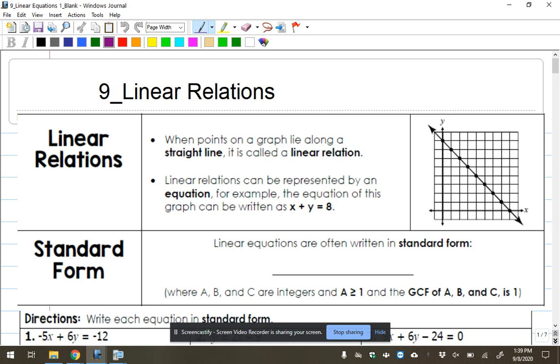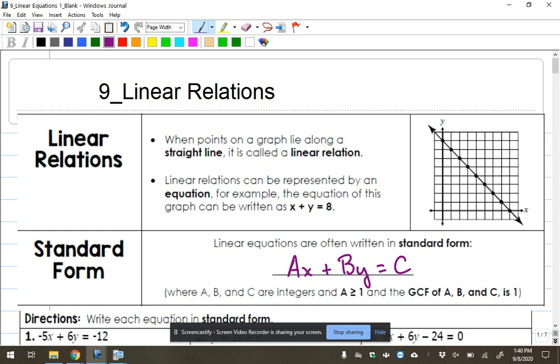The standard form of an equation of a line is ax plus by equals c. A, b, and c are just numbers. X and y are the variables, like they've always been. A, b, and c are integers. What kind of numbers are integers? Whole numbers. So that means no fractions, no decimals. That's true. Whole numbers, positive and negative.